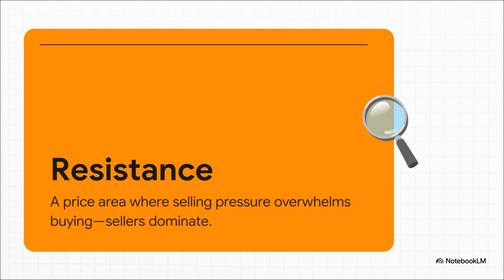And resistance, well, it's the exact opposite. It's a price ceiling. This is the point where sellers start thinking, okay, this is getting a little pricey, time to sell and lock in my profits. All that selling creates a barrier that the price really struggles to break through.